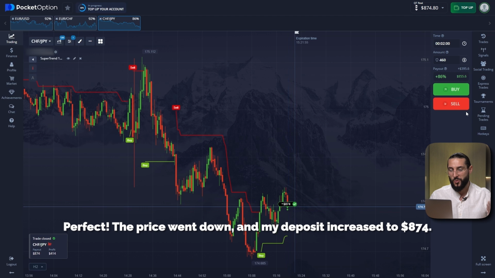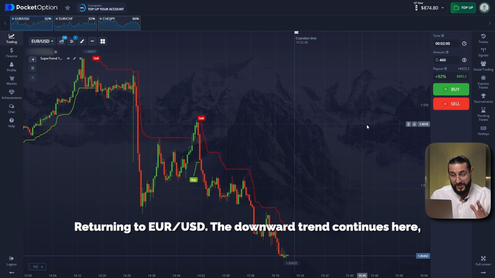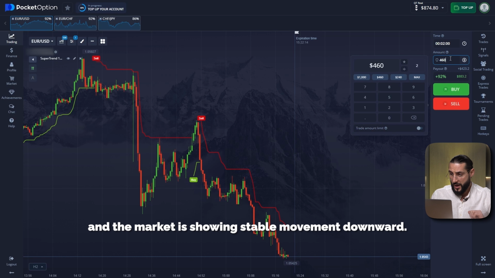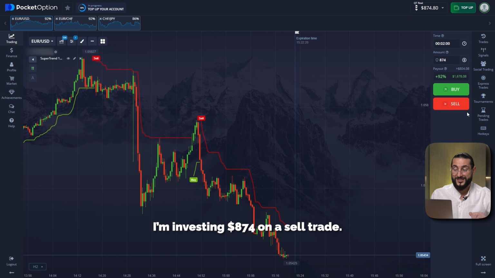Perfect. The price went down and my deposit increased to $874. Returning to EUR/USD, the downward trend continues here and the market is showing stable movement downward. I'm investing $874 on a sell trade.